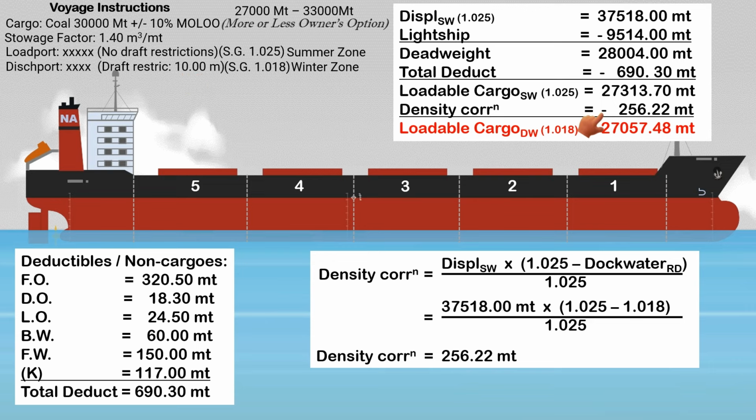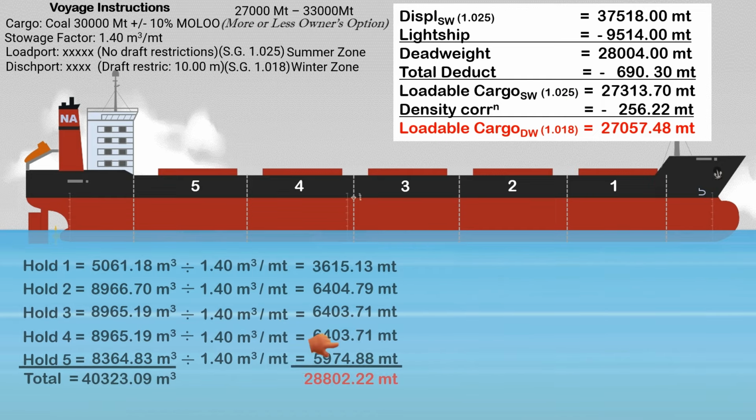Now you might be thinking why the density correction was subtracted, not added. Remember that this loadable cargo is when the ship is in saltwater at a draft of 10.00 meters. Before entering the port, the ship's draft should be less than 10.00 meters because, moving from water with higher density, in this case 1.025, to water with lower density, 1.018, the ship's draft slightly increases. This is the reason why we need to subtract the density correction instead of adding it.